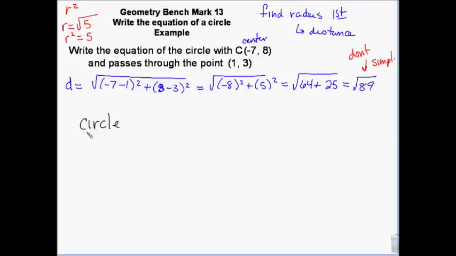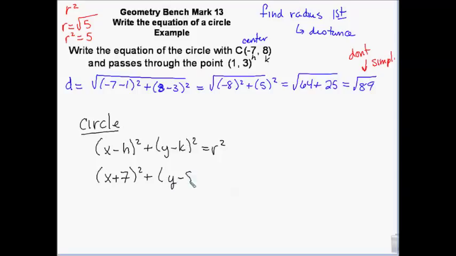The circle, again, is x minus h squared plus y minus k squared is equal to r squared. This is h, this is k. X minus negative 7, so that's x plus 7. Y minus 8. R squared, just take it out from under the square root. And that is the equation of that circle.